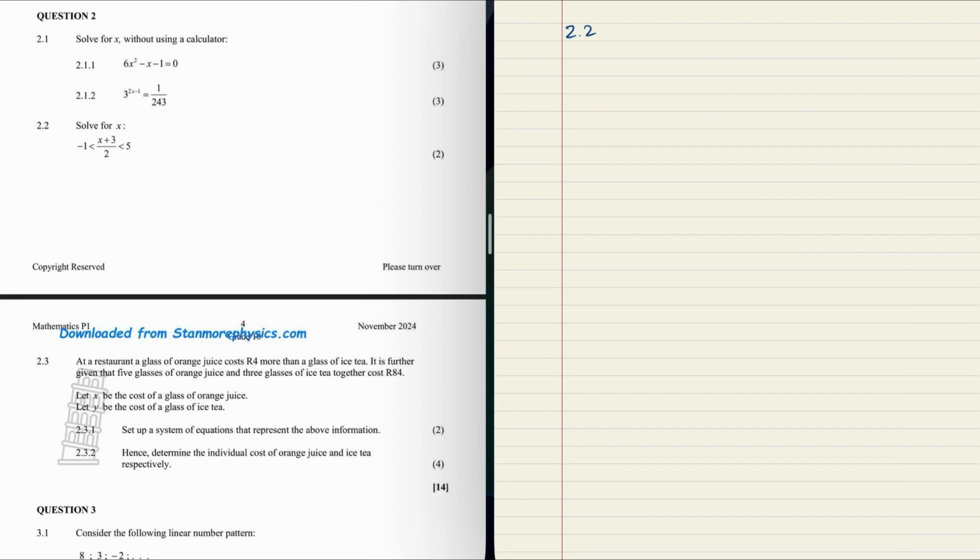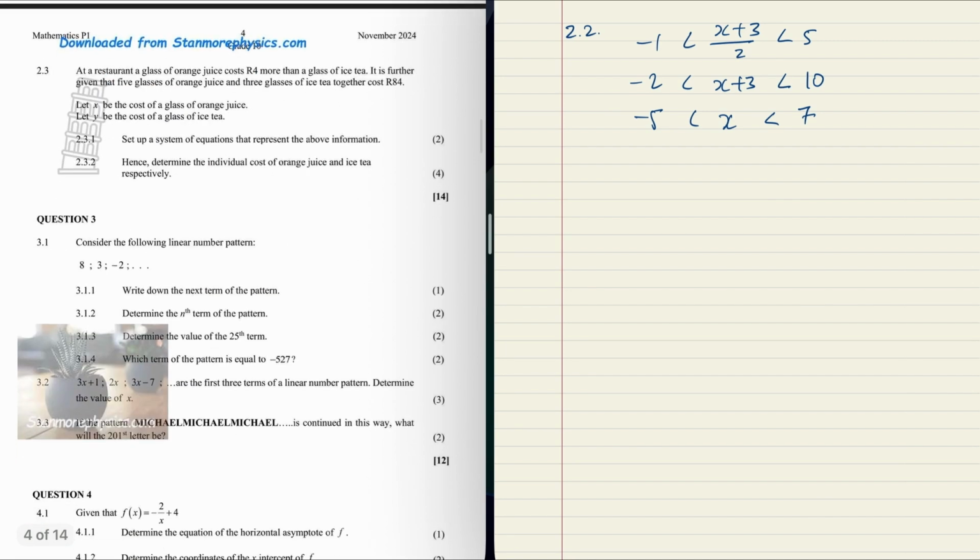Question 2.2 is an inequality. The inequality is x plus 3 over 2 lies between negative 1 and 5. So first thing we need to do here is to multiply both sides by 2 to get rid of that denominator. So x plus 3 will lie between minus 1 times 2 is minus 2 and 5 times 2 is 10. Then we can take the 3 across to both sides. So x is going to be between minus 2 minus 3 is minus 5 and 10 minus 3 is 7.